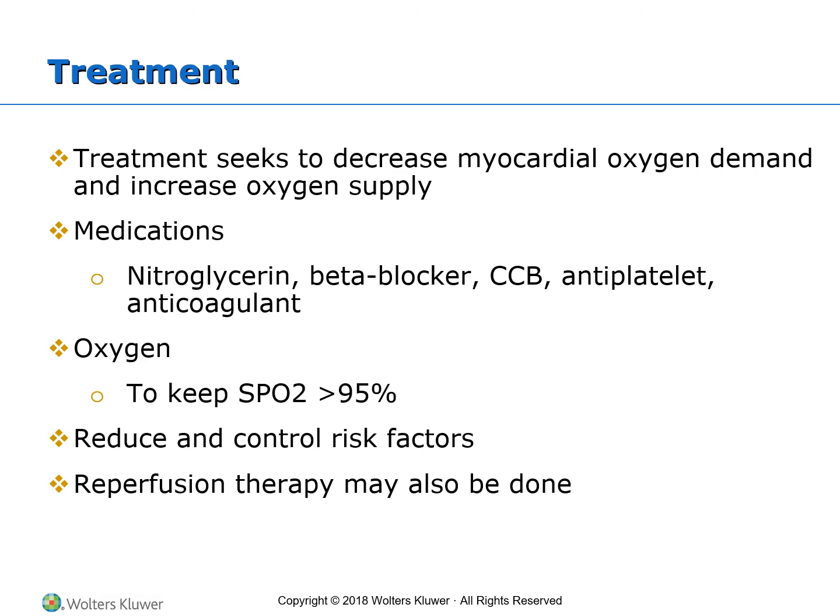And the patients need to learn how to control their risk factors. If they're modifiable, they need to be able to reduce or eliminate those risk factors, like no smoking, alcohol consumption, high fat, high sodium diet, those things that they can change, they need to change. And they can have reperfusion therapy as well to try and get the nutrients and oxygen back to the ischemic cells.